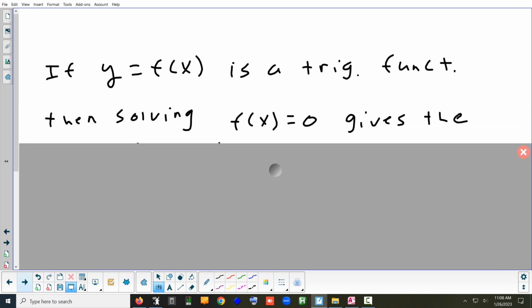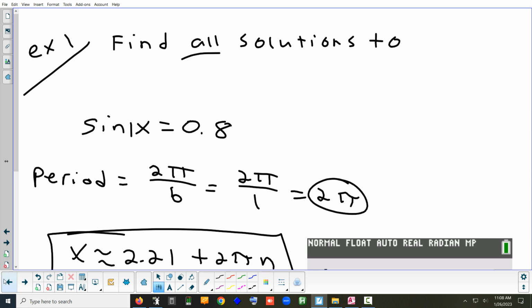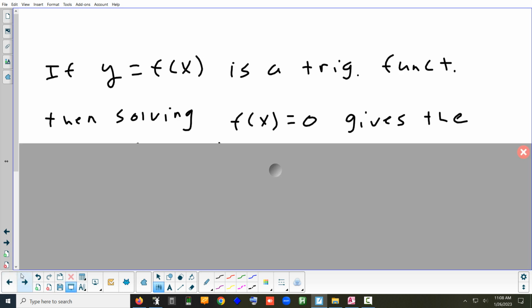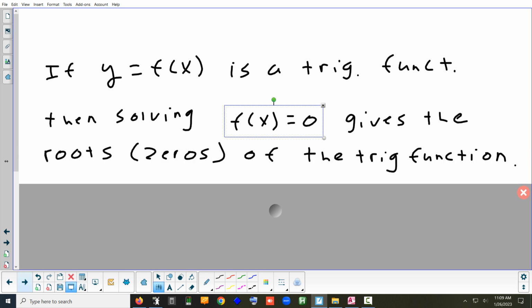So if we take a trig function, instead of setting it equal to 0.8 like we did in the last one, let's say we set it equal to 0. You're still solving for the answers, but now the answers have a special name. Does anybody remember what you call the answers to an equation, that when you plug them in, you get 0? Roots. So if you set the equation equal to 0, and you solve it, then you're finding the roots of the equation.